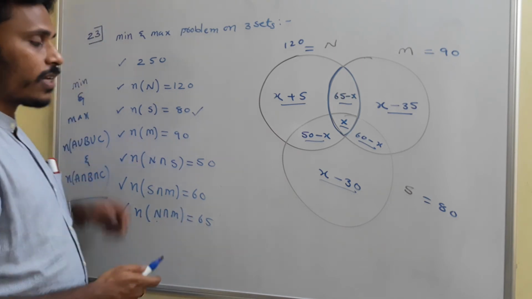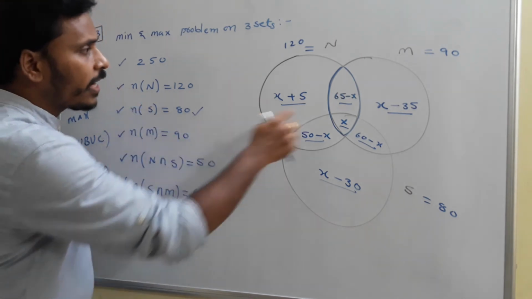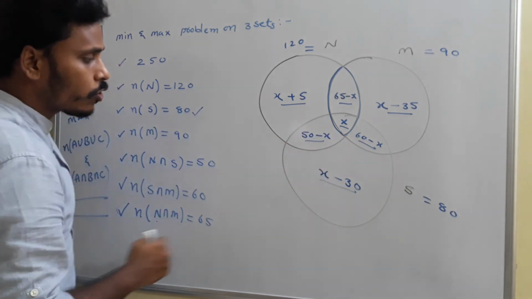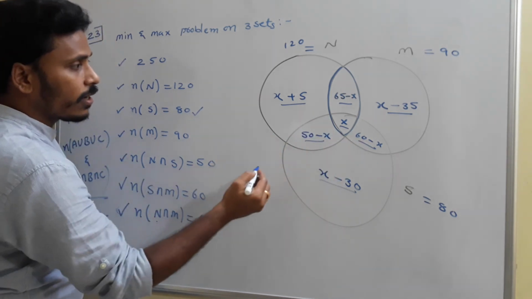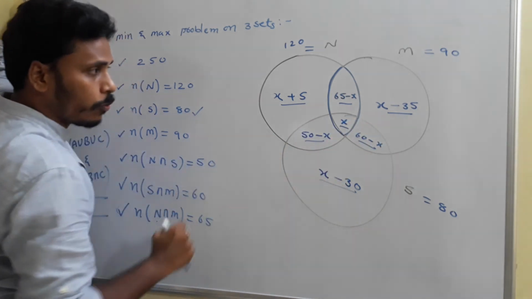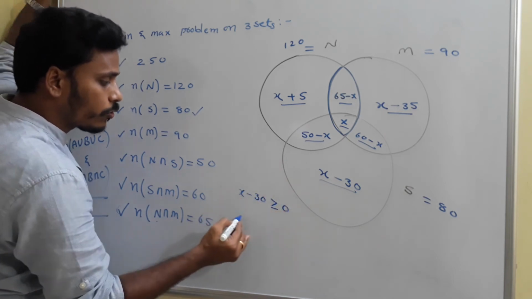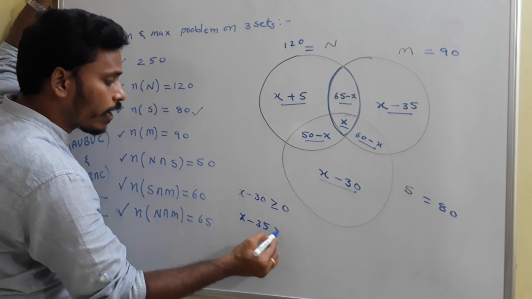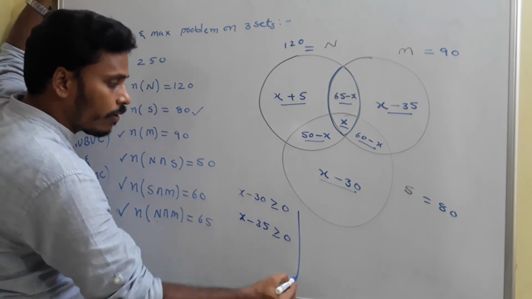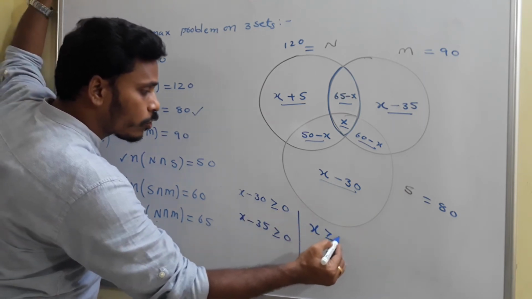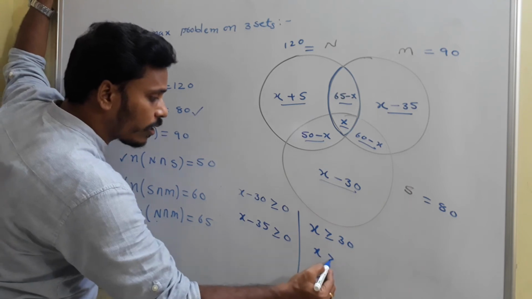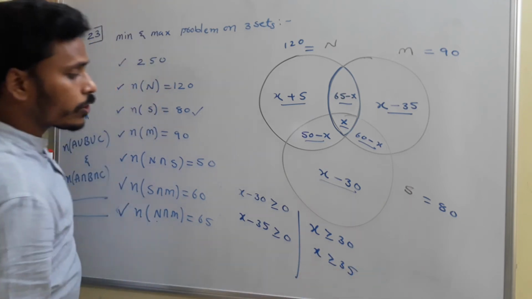Just have a look once again. So I need to make these two positive. How can I make these two positive? Just think about it. As well as I need to make these two also positive. So suppose x minus 30 is greater than or equal to 0, and x minus 35 is greater than or equal to 0. X minus 30 greater than or equal to 0 means x is greater than or equal to 30, as well as x greater than or equal to 35.